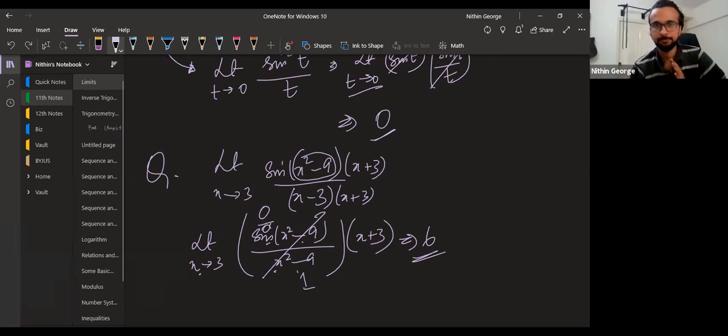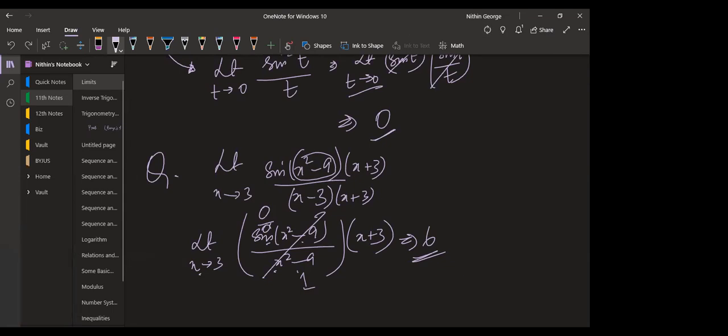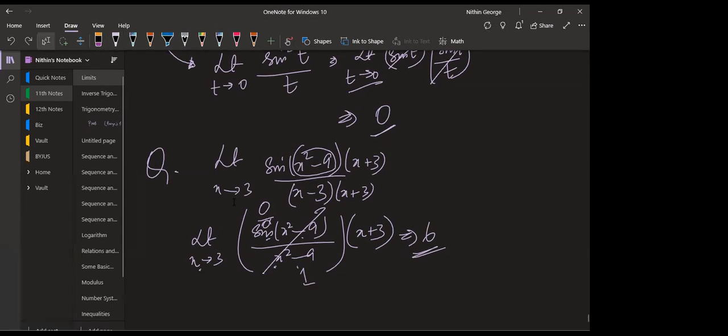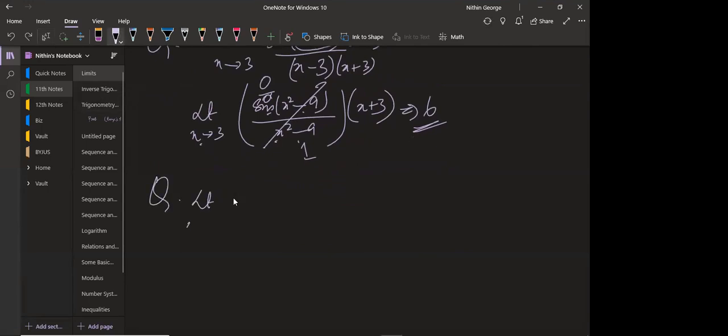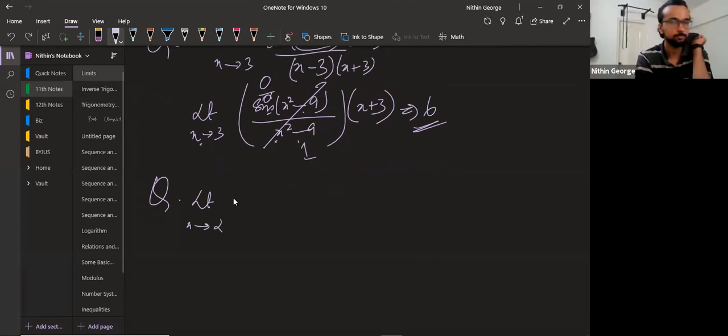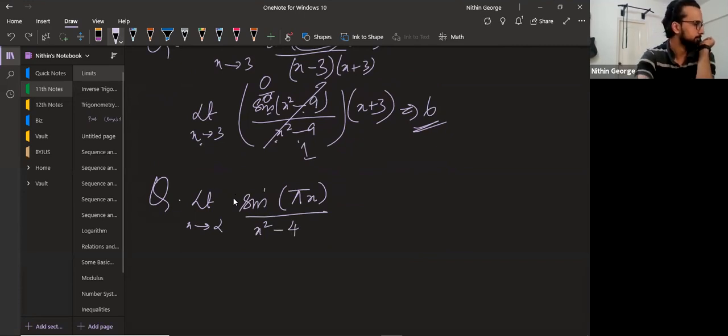You're always on the lookout for a sine t by t when t tends to 0. Right. So, okay. Sine pi x by square minus 4.